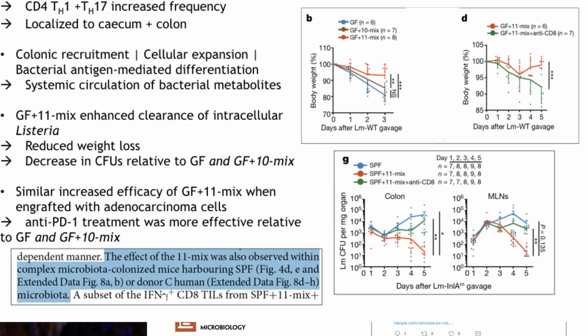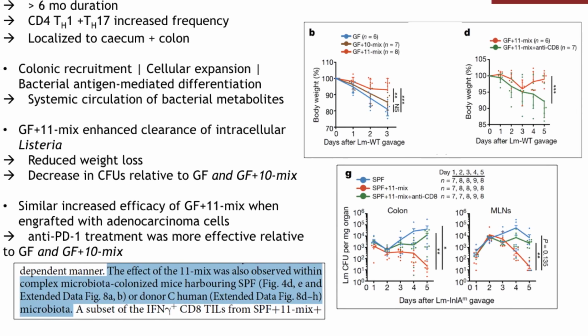And they also did the same experiment looking at mice that were engrafted with adenocarcinoma cells. So this is a mouse tumor, and they're looking at the tumor response. And they saw that mice that had that GF plus 11 mix responded better to anti-PD-1 treatment. This is a treatment that is going to help to eliminate some of the anti-immune responses so that they will be activated to kill the cells, the cancer cells. And they saw that, again, not only were the mice that had this 11 strain consortium better able to fight that particular tumor and to respond better, but they were better than mice that had been given only 10 of that mixture, which I think was a really nice control.